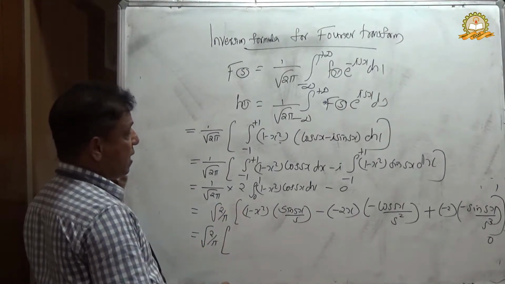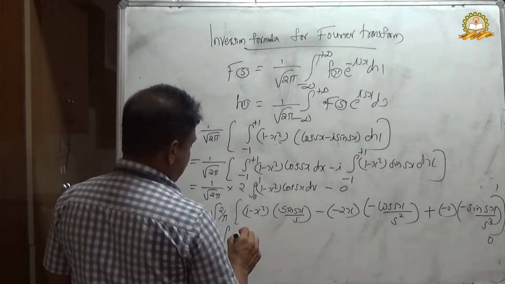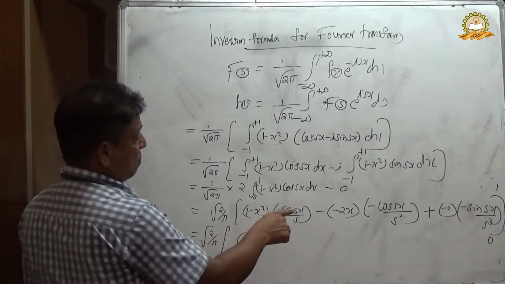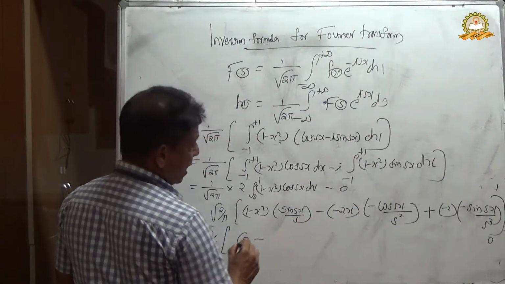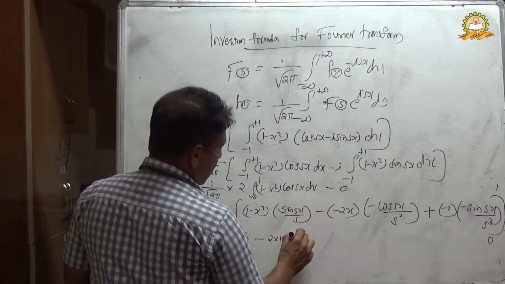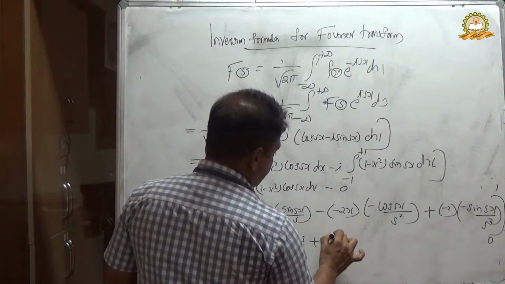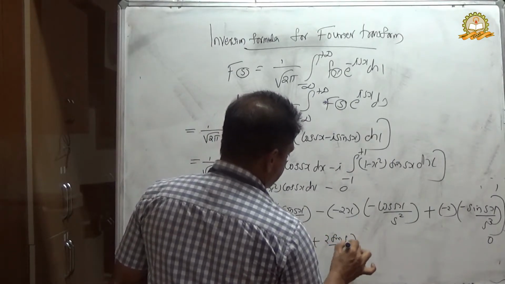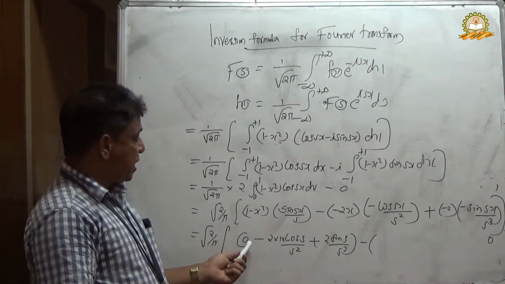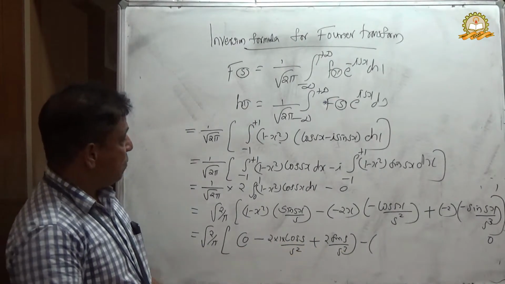Then after the integration we apply the limits. First we apply the upper limit. When we apply the upper limit 1, the first value will be 1 minus 1, which is 0. For the second term, minus into 2 into 1 cos s by s square. Third term, plus 2 into sin s by s cube. This is the upper part. When we apply the upper limit, we get 0 minus 2 cos s by s square plus 2 sin s by s cube.